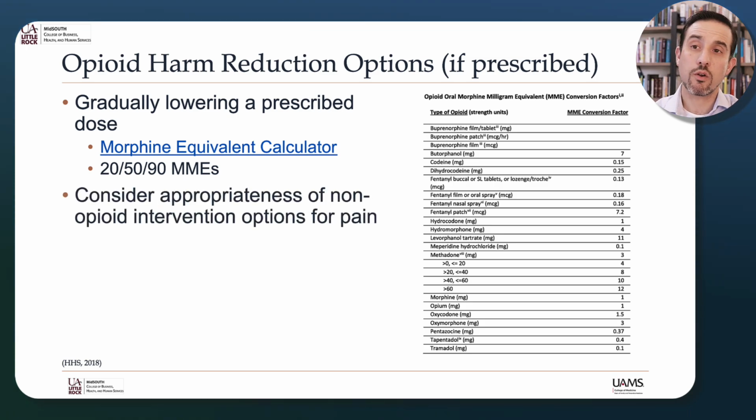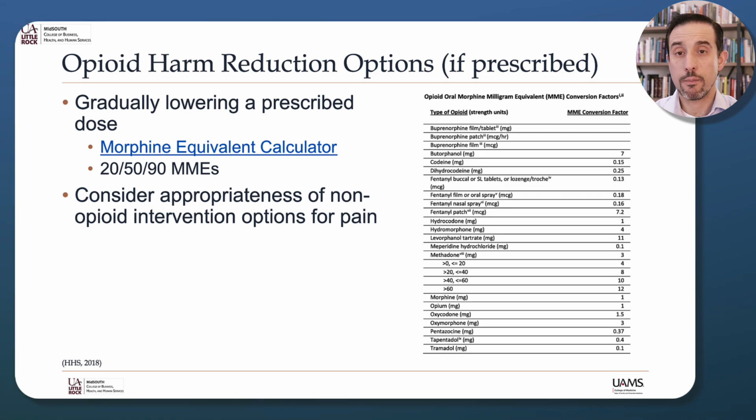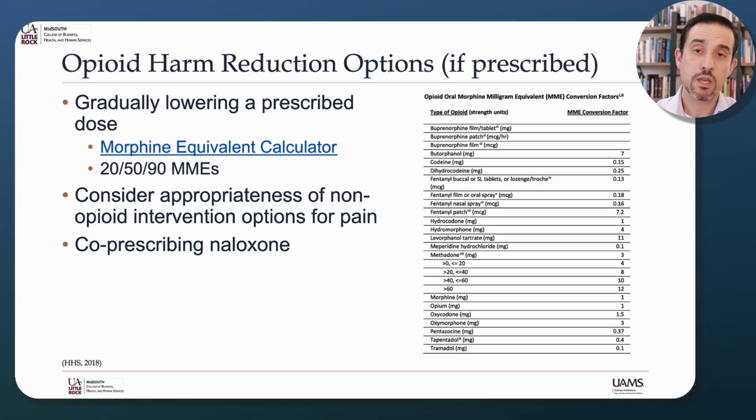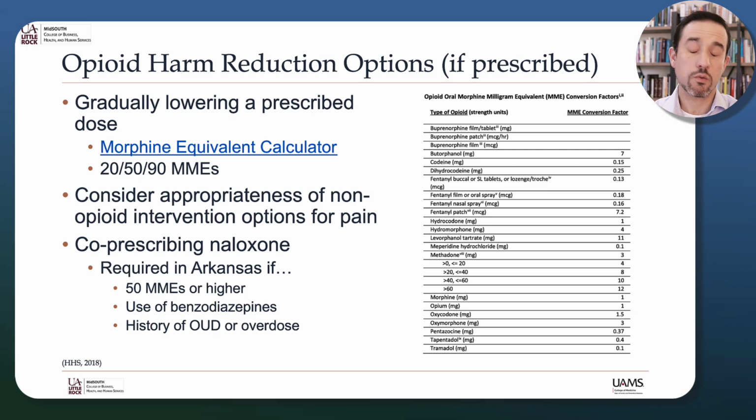So you also want to consider appropriateness of non-opioid intervention options for pain. So you can lower that dose by potentially switching somebody to a different management strategy, maybe even one that's better integrated, or has a better evidence base. You also should definitely consider co-prescribing naloxone, and actually in Arkansas, it is required according to law if you are prescribing over 50 morphine equivalents. If there is also a prescription or use of benzodiazepines, which interacts with the opioids to increase overdose risk, or if there's a history of OUD or overdose. So this should be something that's already on your radar, but just having it there as a matter of course is very useful.